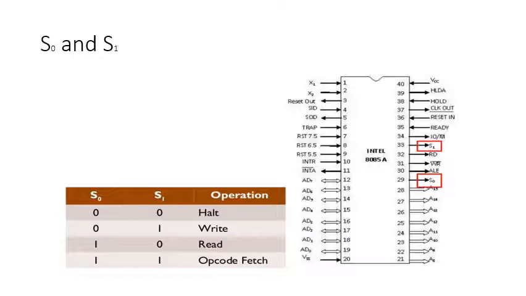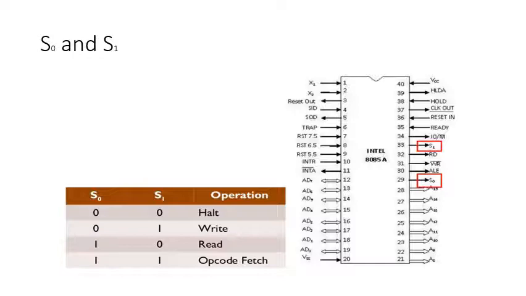Next is about pin number 29 and pin number 33. S0 and S1 are called status pins. They tell the current operation which is in progress in 8085 microprocessor. When S0 is equal to 0 and S1 is equal to 0, then it indicates halt, that is, the microprocessor is temporarily not going to do any operation.